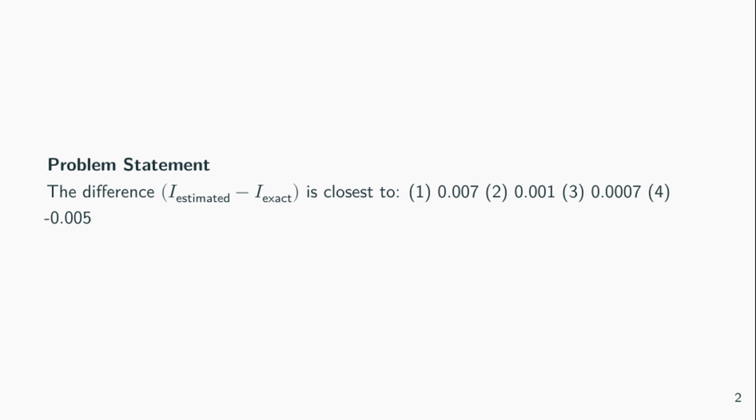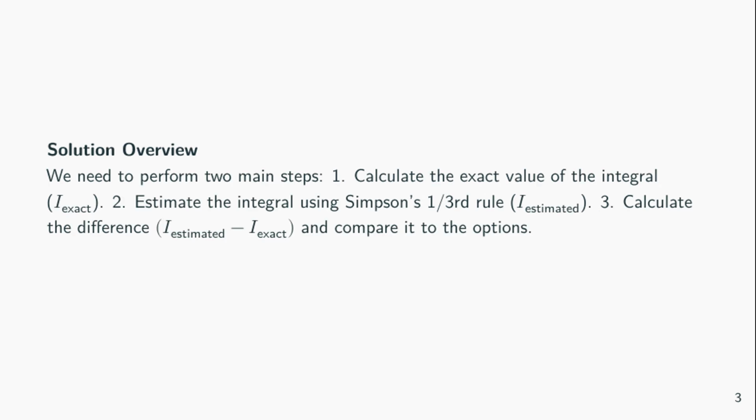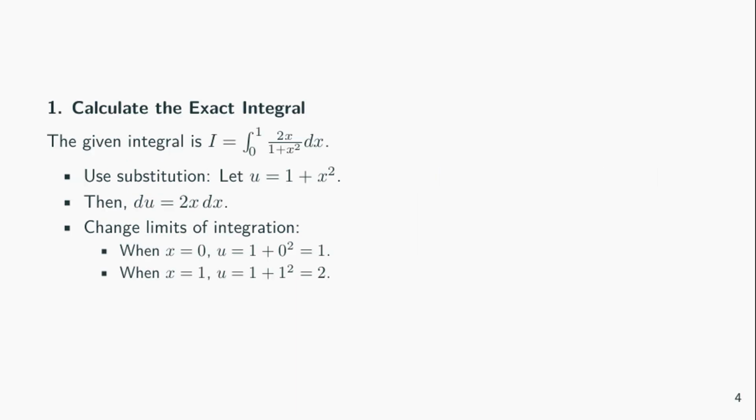Is it 10.007? Is it 20.001? Is it 30.007? Or is it 4 minus 0.005? To solve this, we'll break it down into a few key steps. First, we need to calculate the precise exact value of the integral I. Second, we'll apply Simpson's 1/3 rule to estimate the integral using the given information. And finally, we'll calculate the difference between our estimated value and the exact value, and then compare that difference to the given options to find the closest one. Let's start with the exact value.